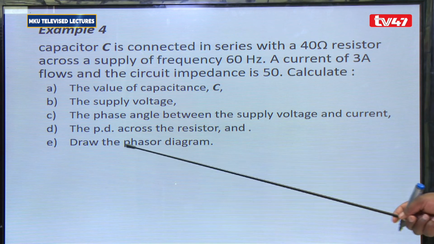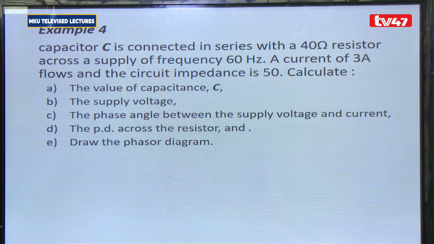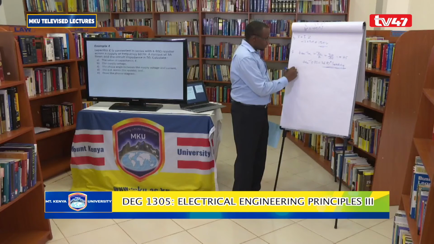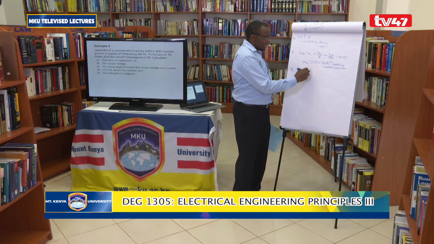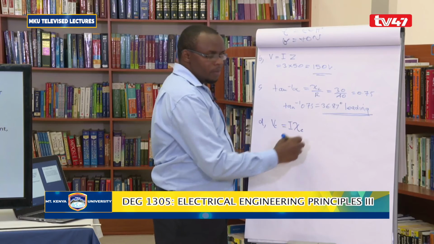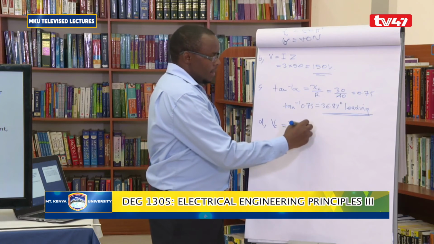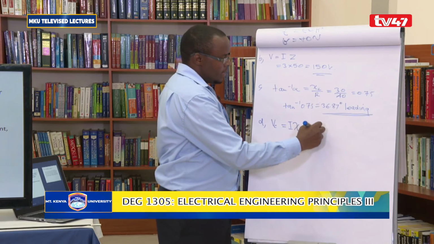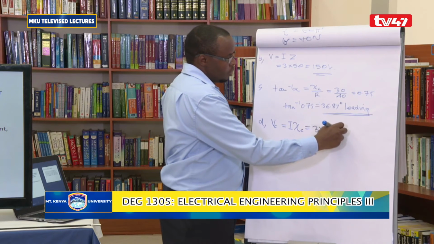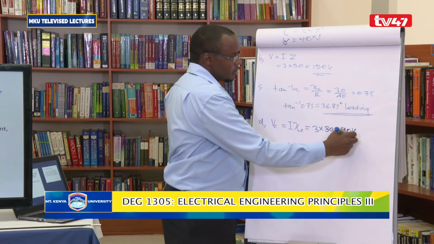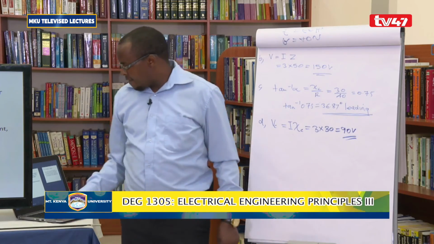Then the PD across the capacitor. Of course, to get the voltage across the capacitor, it is going to be given by VC, which we have seen in the diagram is given by the current times the reactance of the capacitor. And then this is going to be 3 times 30, which is going to be 90 volts.